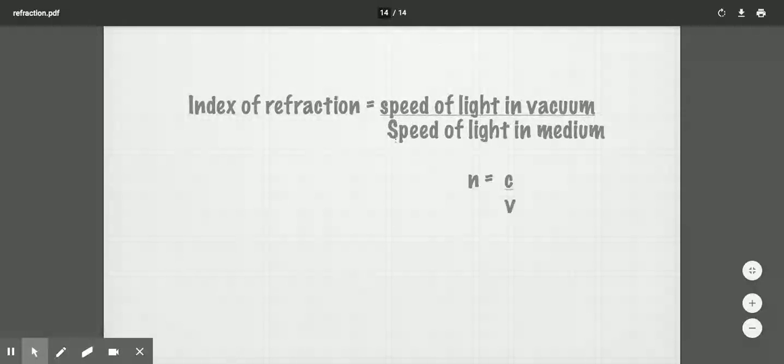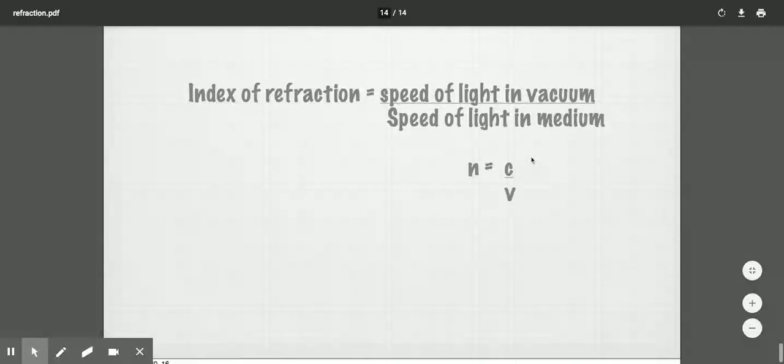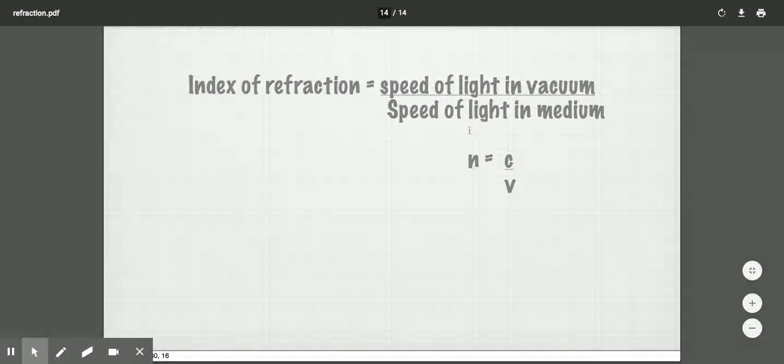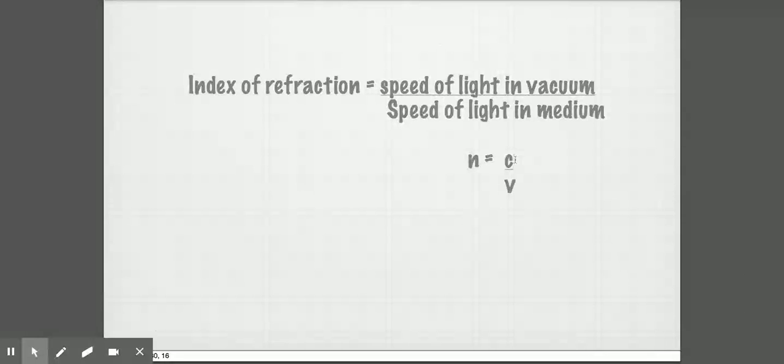This is how fast light is actually traveling in water, how fast light is traveling in maybe alcohol, or how fast light is traveling in that diamond. So our sample formula is N, the index of refraction, is equal to C, the speed of light, divided by V, the speed of light in a medium.